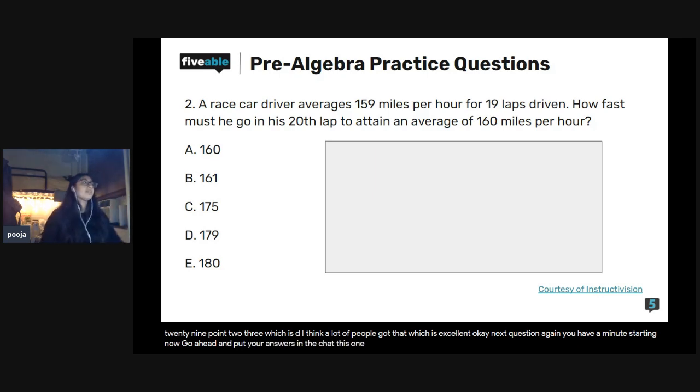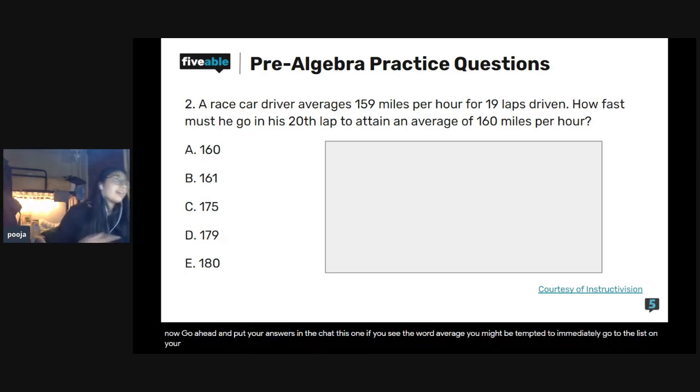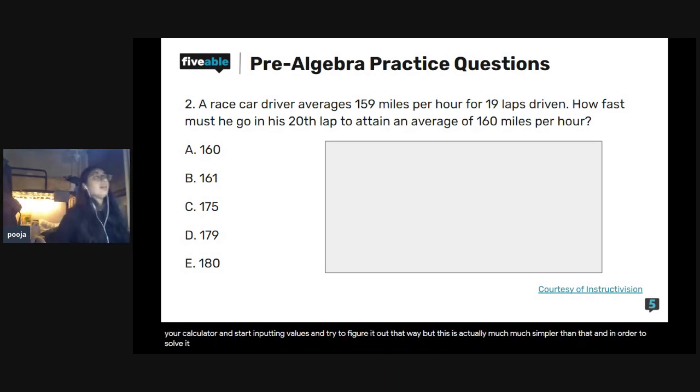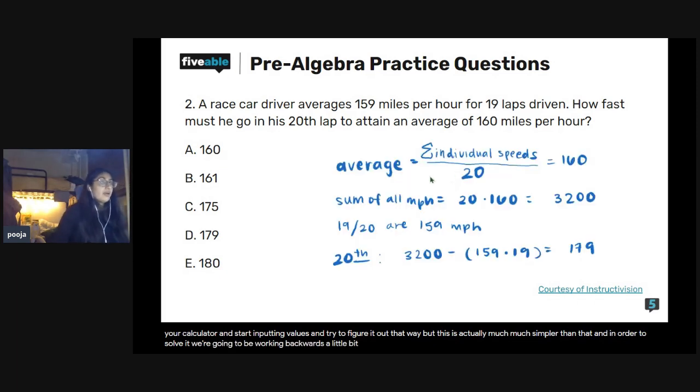This one, if you see the word average, you might be tempted to immediately go to the list on your calculator and start inputting values and try to figure it out that way. But this is actually much, much simpler than that. And in order to solve it, we're going to be working backwards a little bit. So if the average, this little thing here means sum, is the sum of the individual speeds over 20, because we have 20 total laps, then our average should be 160.